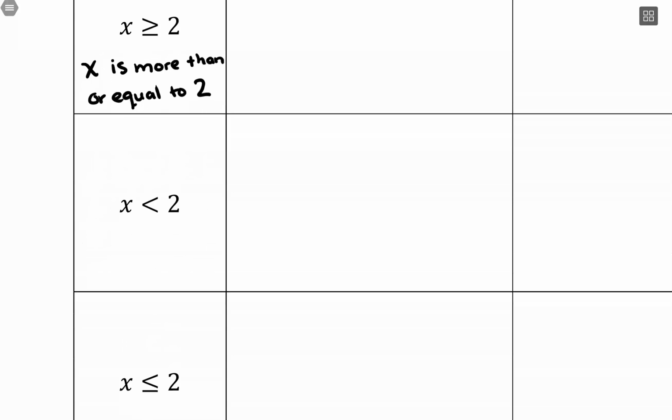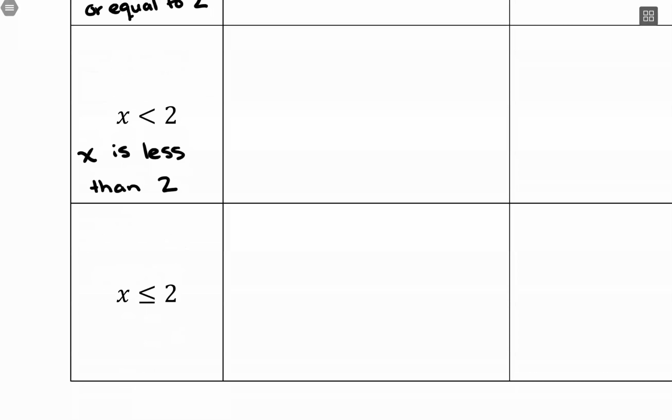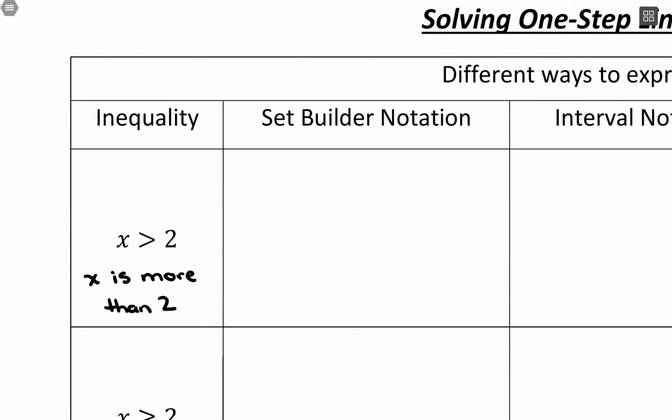In this case, with the alligator mouth facing the 2, that means 2 is larger here. So x is smaller than 2. So x is less than 2. And then here with that line, it's showing that it can equal. So x is less than or equal to 2. So that's how we would interpret these in words.